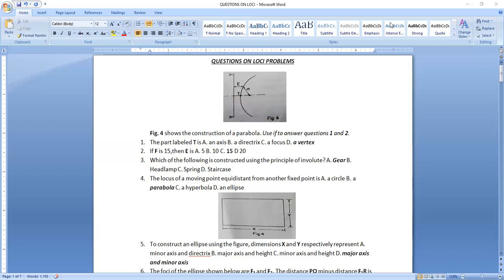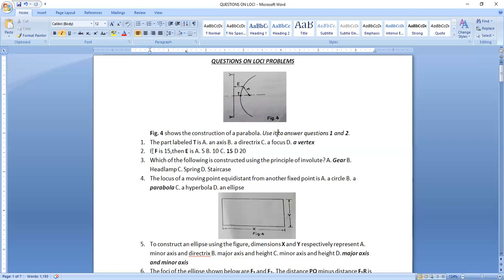So let's start with question 1. This diagram that we have here, we have to use to answer questions 1 and 2, as figure 4 shows the construction of a parabola. Question 1 says that the point labeled T is a vertex. That is option D. So this point is where we have a vertex on a curve like this.